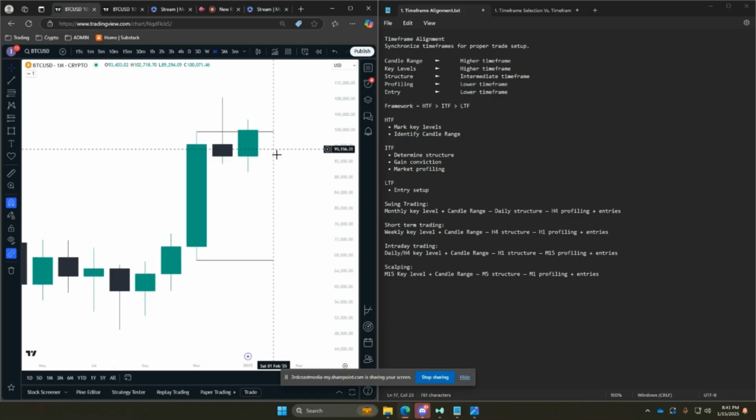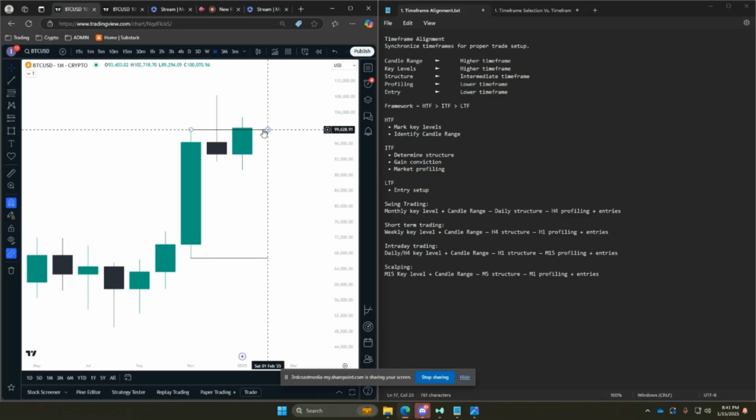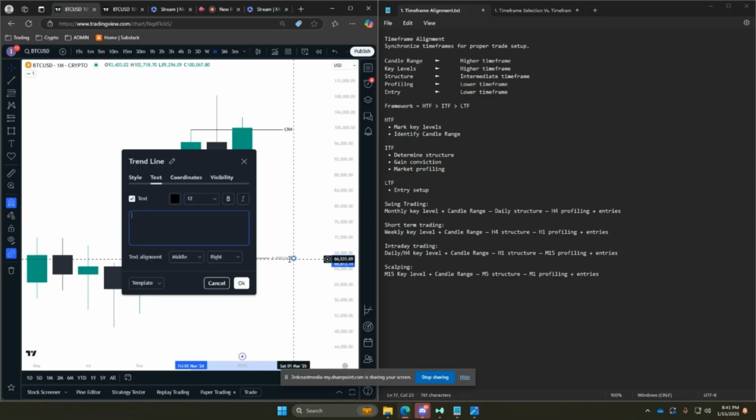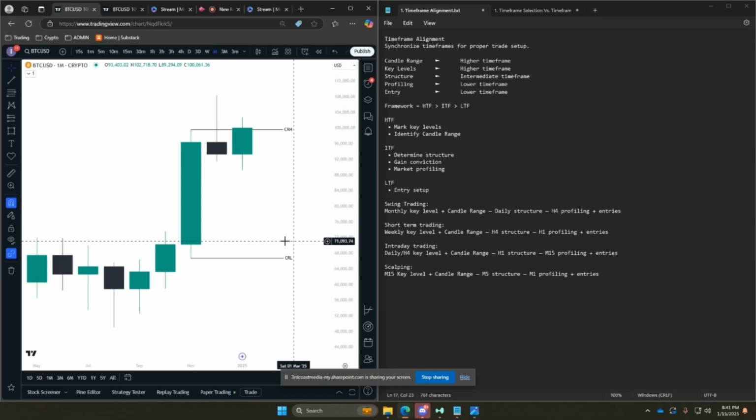So we're going to start with the monthly time frame. We mark off this candle range. We see the candle range high. You can type candle range high, but I normally just type CRH for candle range high. And then we have the candle range low, so I'm going to mark the candle range low. We have the CRH and the CRL, candle range high and candle range low for the month. And this gives us a starting point.